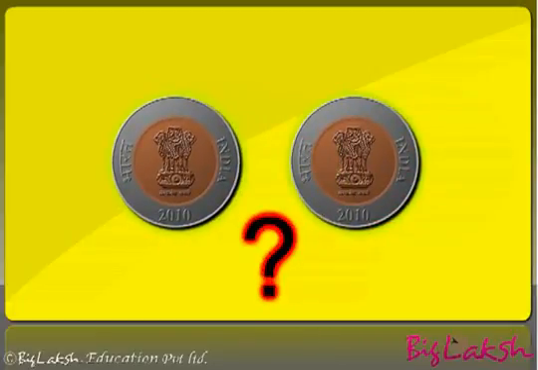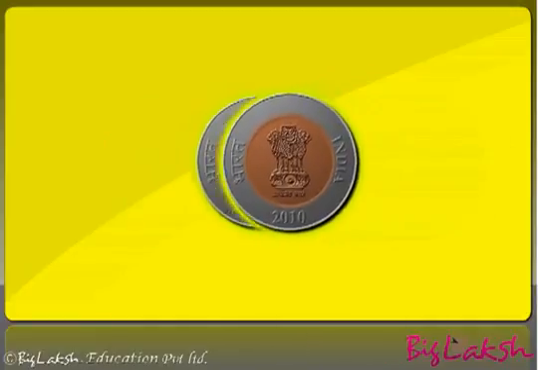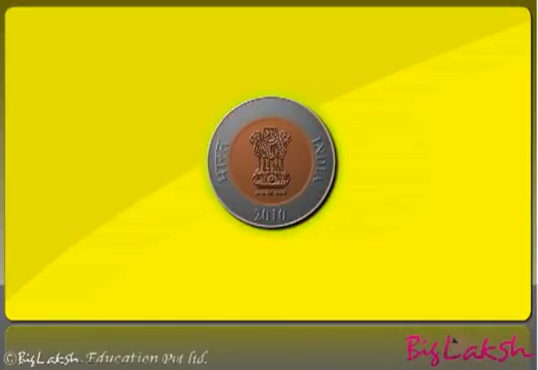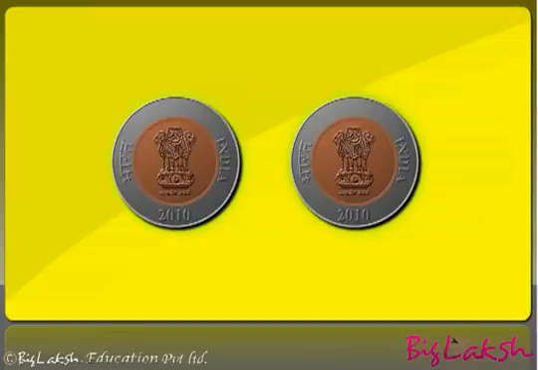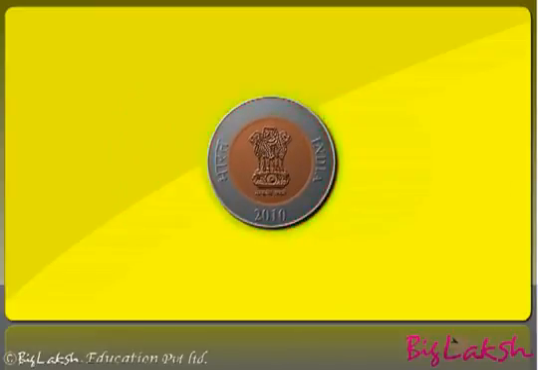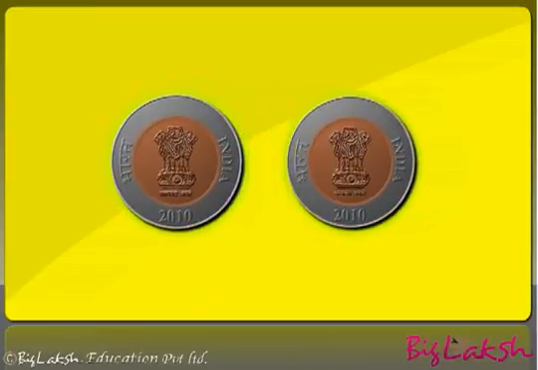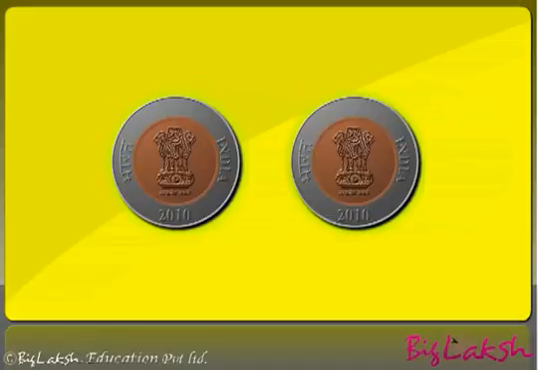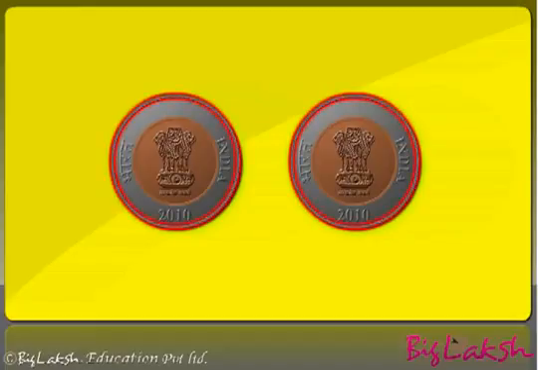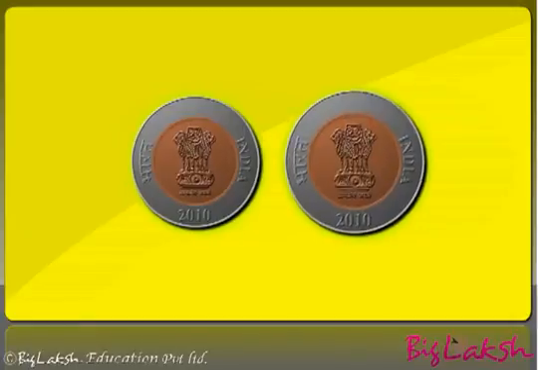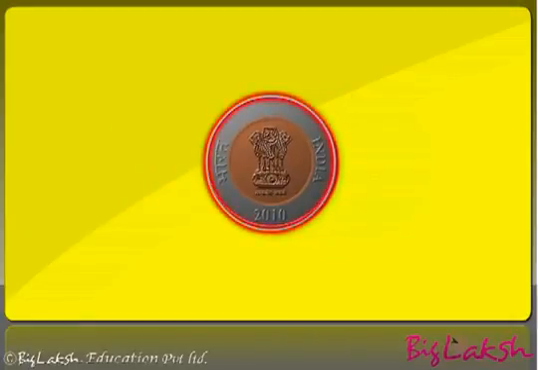What do you observe? One coin covers the other completely and exactly. This means that the two coins are of the same shape and of the same size. Such objects are said to be congruent. The two coins used by you are congruent to one another. Congruent objects are exact copies of one another.